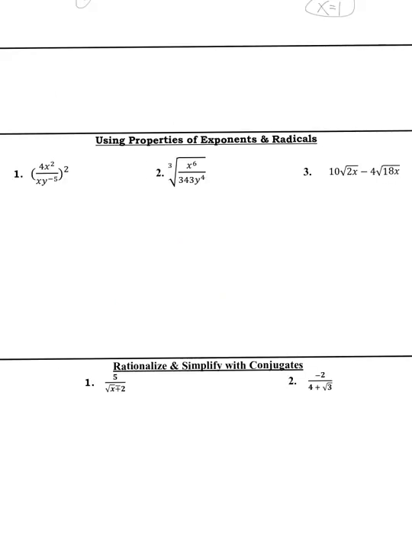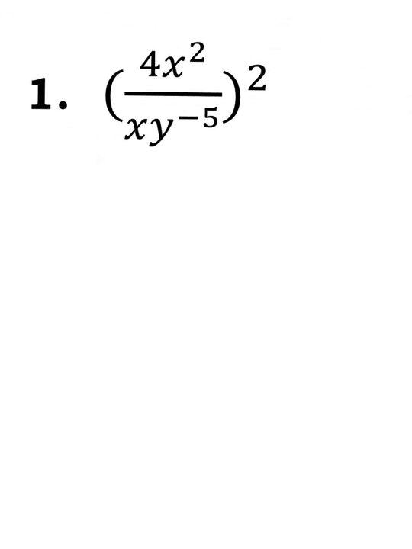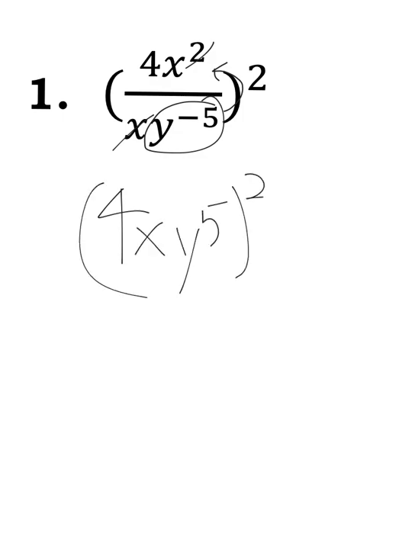So this next section, using properties of exponents and radicals, we're just going to try and simplify. There's really nothing much to it. So you have 4x squared. Look inside the parentheses: 4x squared over x times y to the negative 5th. You see a negative exponent, send it to the opposite side of the fraction. I have an x squared on top and an x on bottom, so I know that x squared divided by x just leaves behind an x on top. So I'm going to have 4x y to the fifth, and I'm going to raise that to the second power.